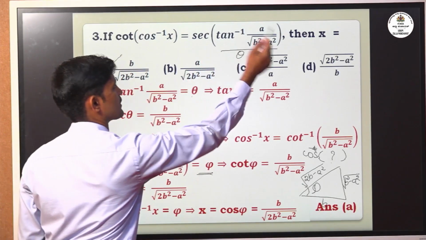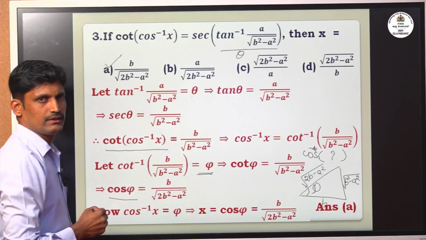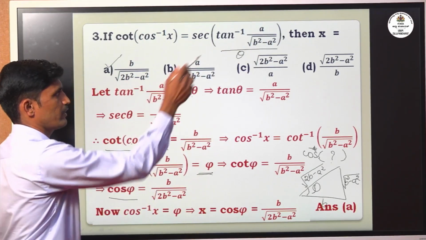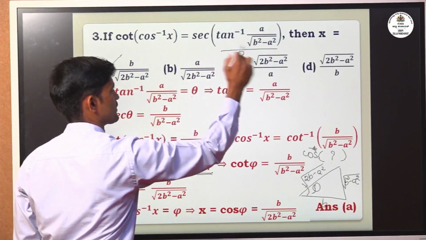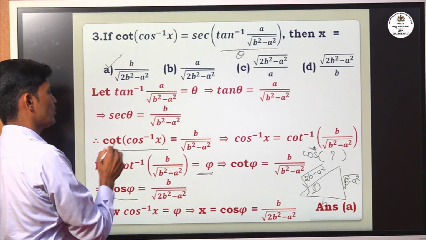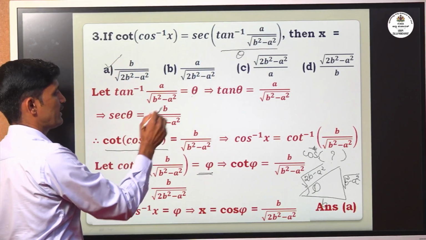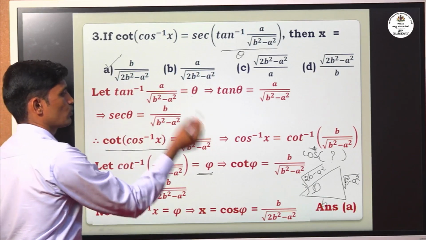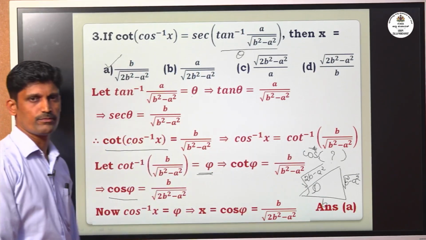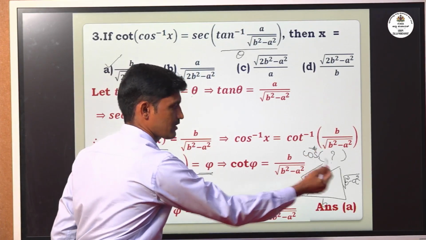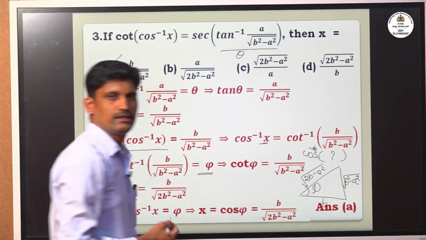By defining this as theta, right hand side becomes secant theta, and secant theta is defined as b by root of b square minus a square. By calling this as theta, left hand side is cot of cos inverse of x, equal to right hand side, that is b by root of b square minus a square. So, cos inverse x equal to cot inverse of b by root of b square minus a square. If you express this cot inverse in terms of cos inverse, we will get the value of x directly.